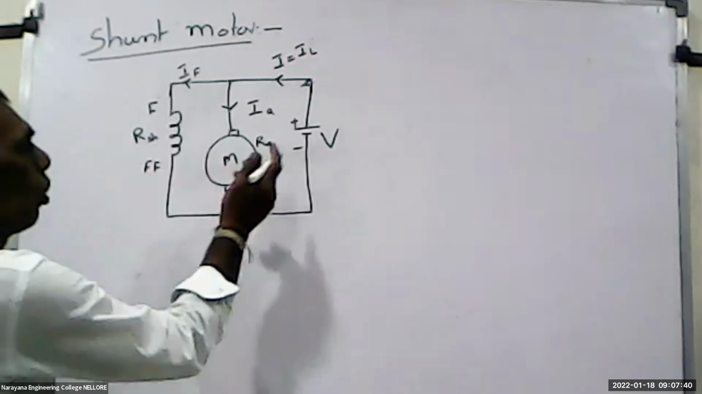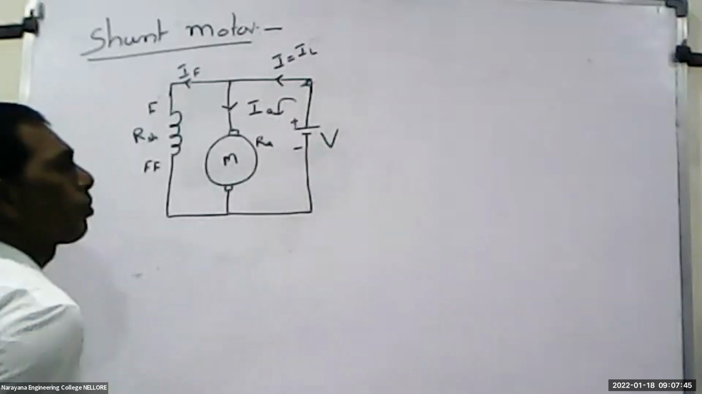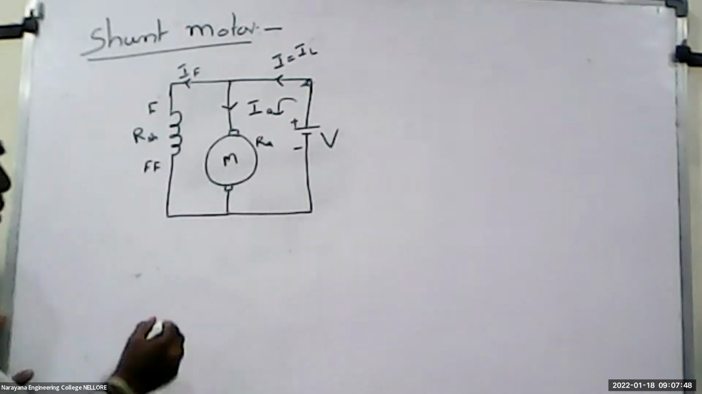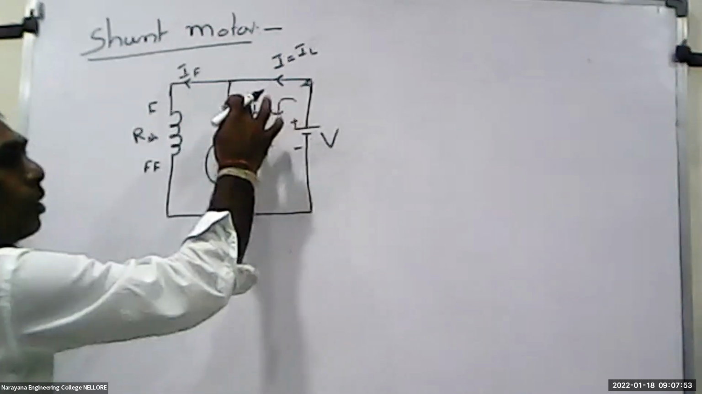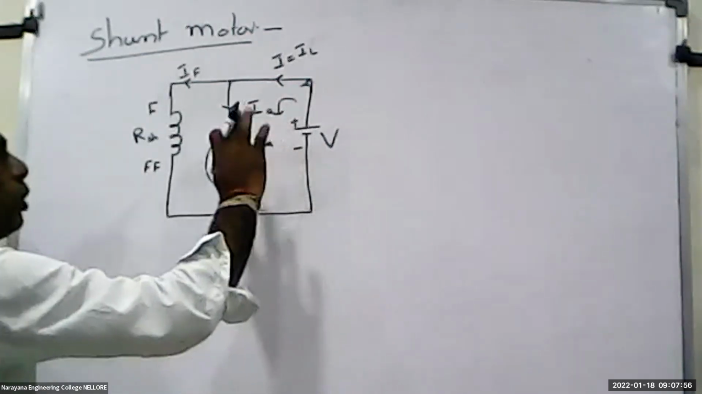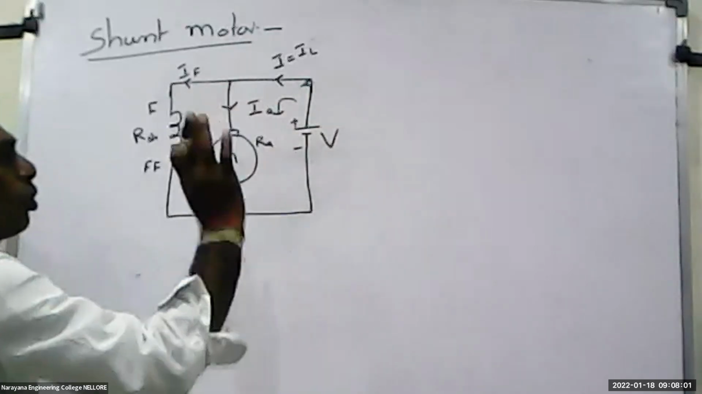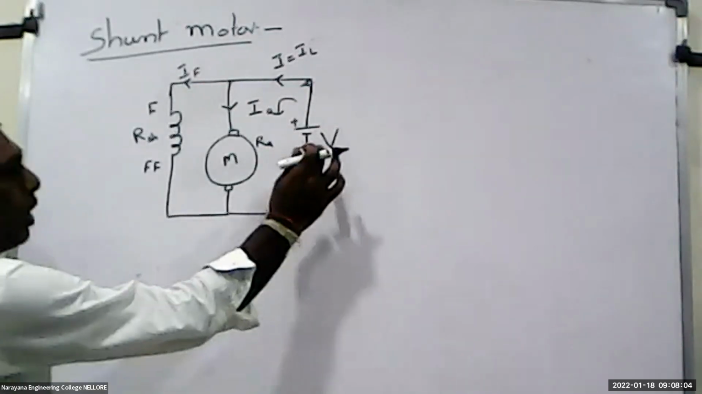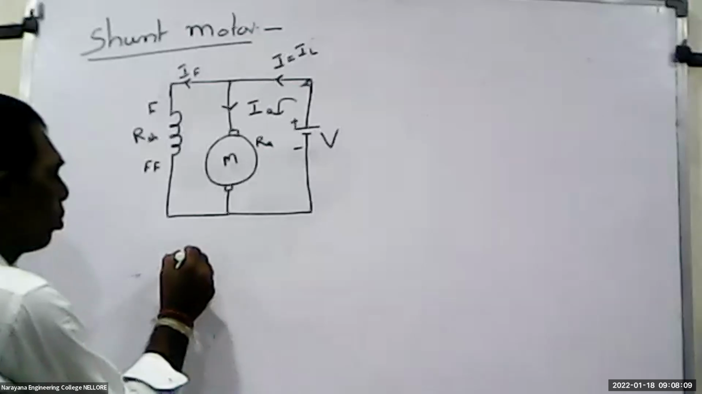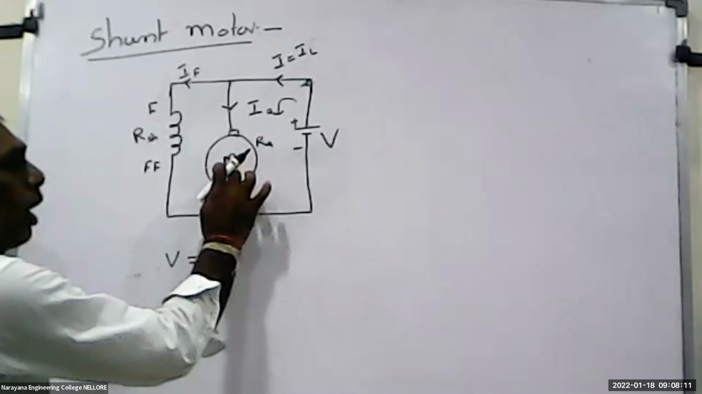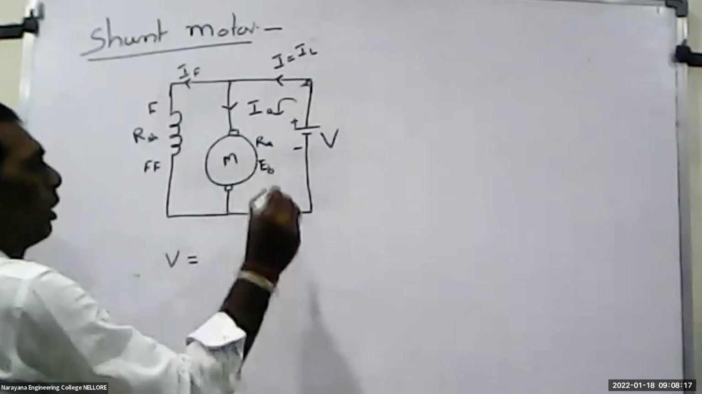Then we have to apply Kirchhoff's voltage law for loop 1. So how to get this one? We are applying KVL. The sum of voltage risings and droppings in any closed loop always becomes 0. Voltage rising is equal to voltage dropping. So voltage rising is equal to what? V is equal to the droppings. The voltage drop across the armature is represented in the form of a back EMF, EB.